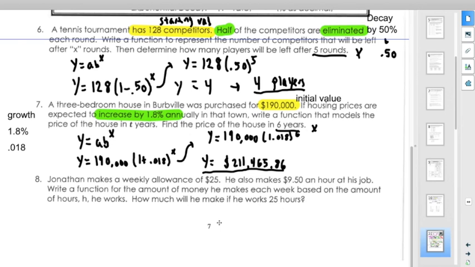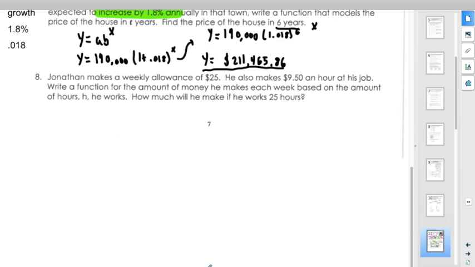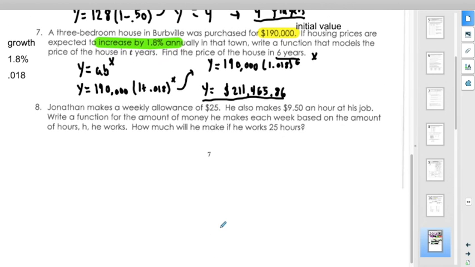Last one, number 8. Jonathan makes a weekly allowance of $25. He also makes $9.50 an hour at his job. Write a function for the amount of money he makes each week based on the number of hours he works. And how much will he make if he works 25 hours? Hopefully, we see this is not exponential, but this is linear. And you guys can set this up, and you should be able to with ease.